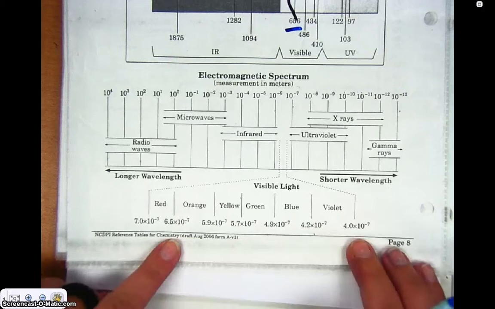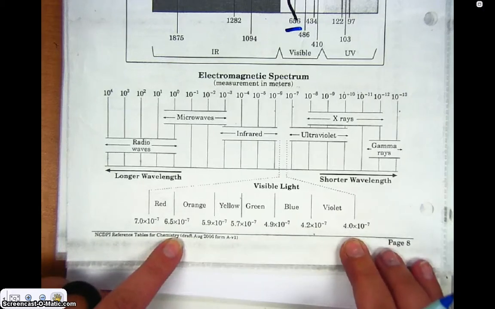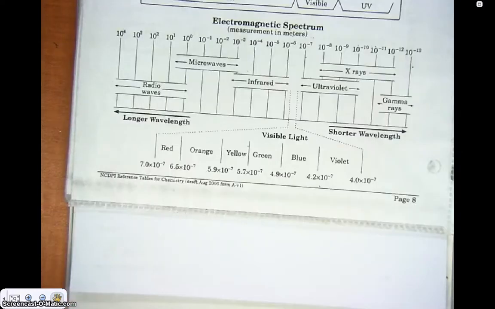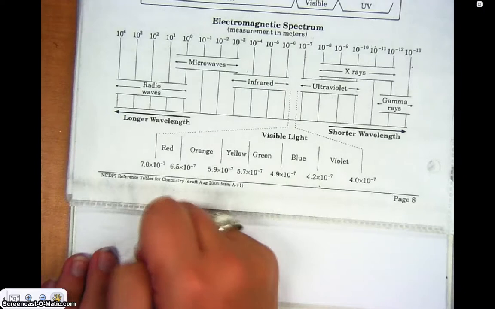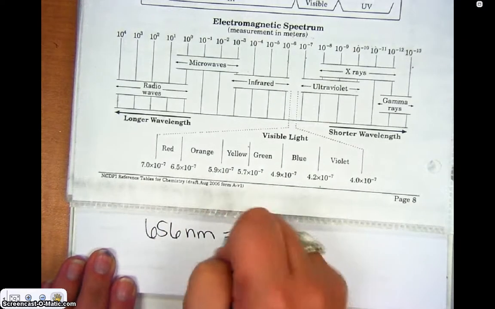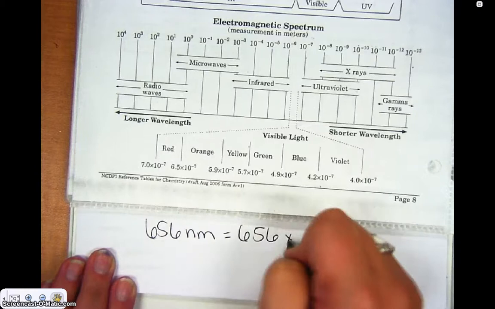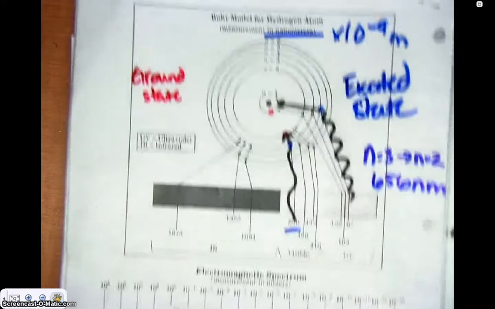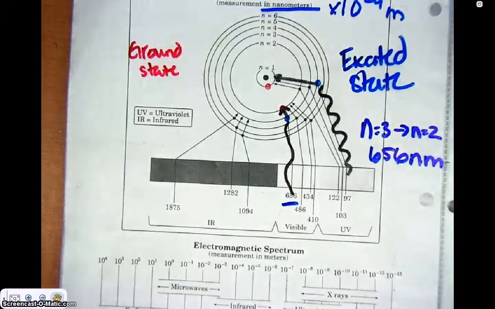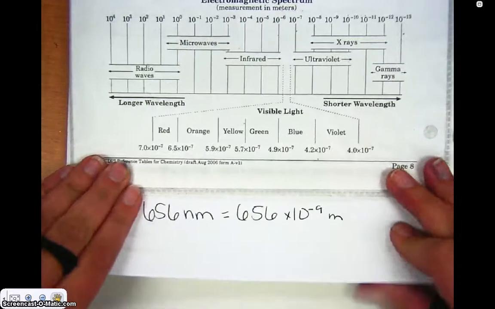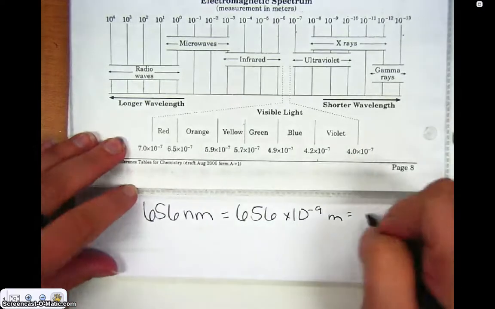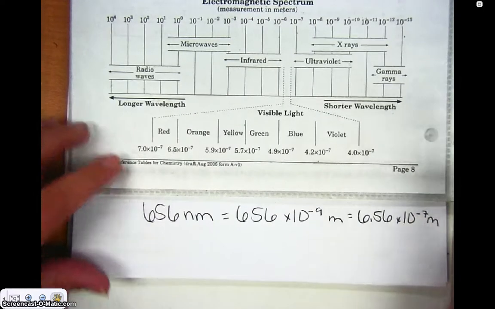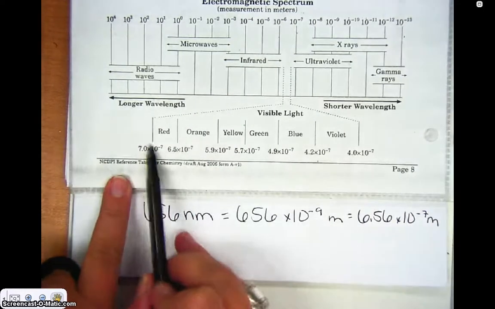Now note that this color is given in meters. So we had said 656 nanometers. Well, let me just write below what that means. 656 nanometers is equal to 656 times 10 to the negative 9th meters. Okay, remember I just showed you that right up here, times 10 to the negative 9th. However, we know that that's not the correct way to write scientific notation, so if we were going to write it properly, it would actually be 6.56 times 10 to the negative 7th meters. So we look and we see, okay, that falls into this range.